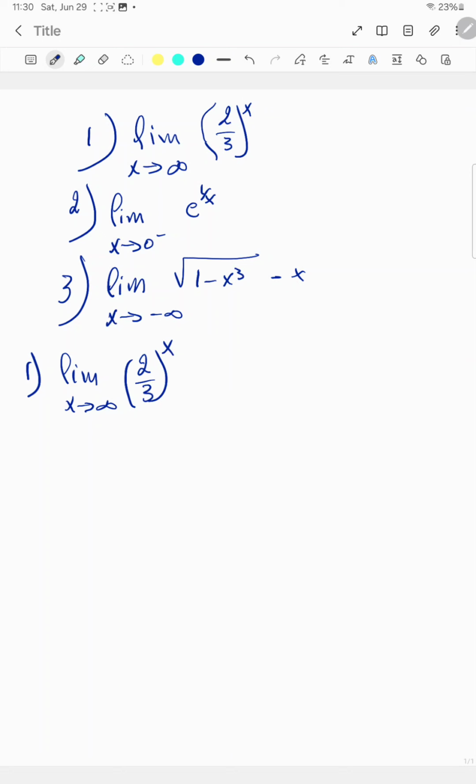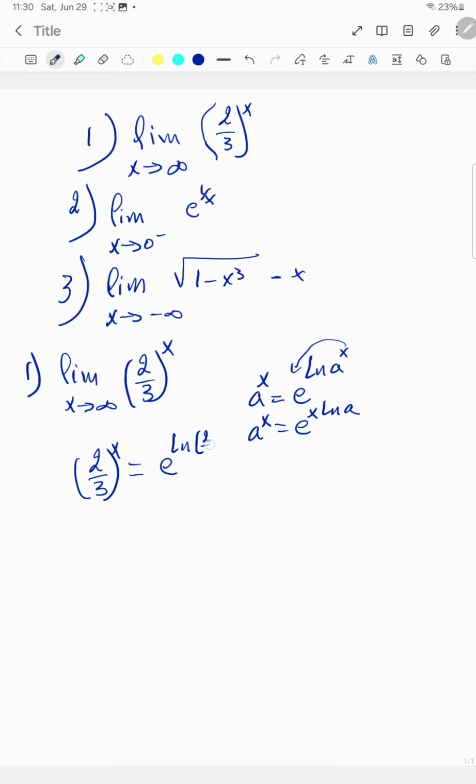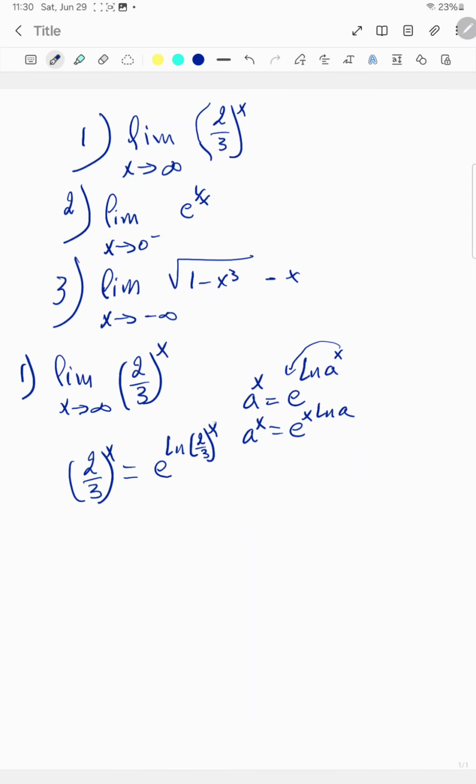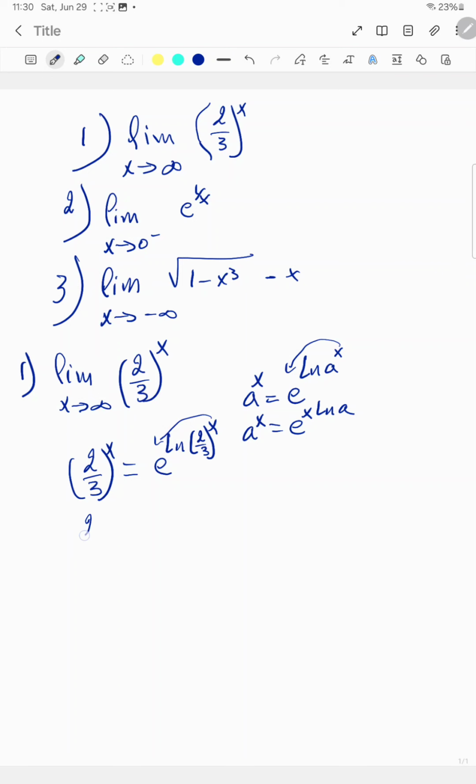Here I want to use the exponential formula, which says a to the power of x is equal to e to the power of ln of a to the power of x. So the x will come here: e to the power x ln of a. Now if I apply the same formula to 2 over 3 to the power of x, it is equal to e to the ln of 2 divided by 3 to the power of x, and then the x would come here. So 2 divided by 3 to the power of x is equal to e to the x ln of 2 divided by 3.